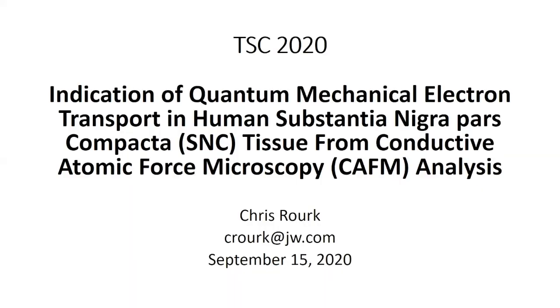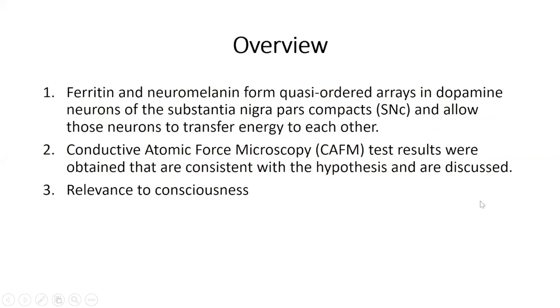I'm Chris Rourk, and I will discuss conductive atomic force microscopy, or CAFM, testing of human substantia nigra pars compacta tissue, or SNC tissue, and indications of electron transport from those tests. First, I will discuss the hypothesis that ferritin and neuromelanin form quasi-ordered arrays that function like quasi-ordered arrays of quantum dots. Next, I will review CAFM test results on SNC tissue that are consistent with the hypothesis. They do not prove the hypothesis, but if the behavior of the tissue is consistent with the hypothesis, then that is a significant fact. I'll also discuss very briefly the relevance of this to consciousness.